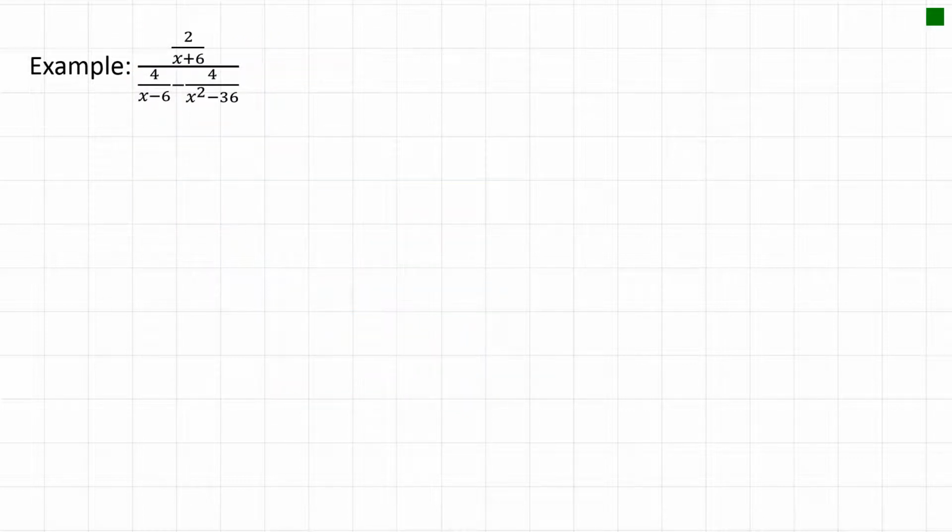Here's another example. In order to figure out what I need to multiply by, first I have to factor anything that's factorable. So I have that 2 over x plus 6 in the top fraction. In the bottom I have 4 over x minus 6 minus 4, and this is the difference of squares, so it'll be x minus 6 times x plus 6.